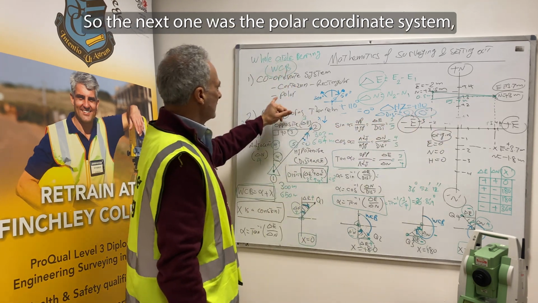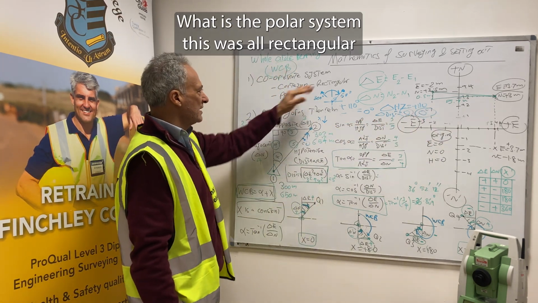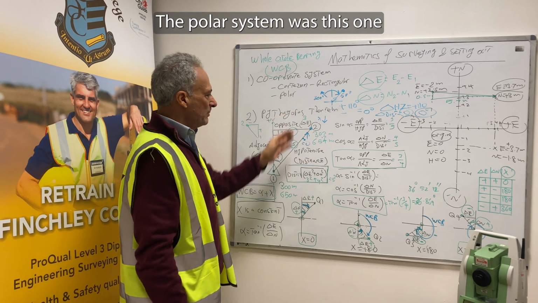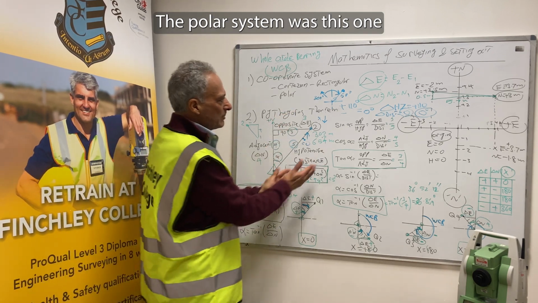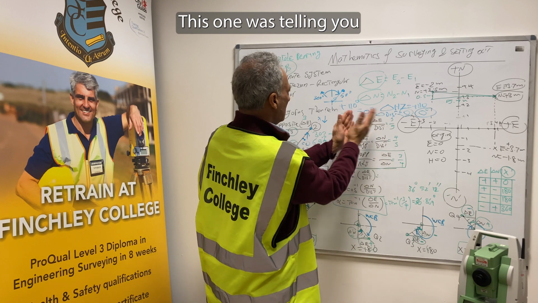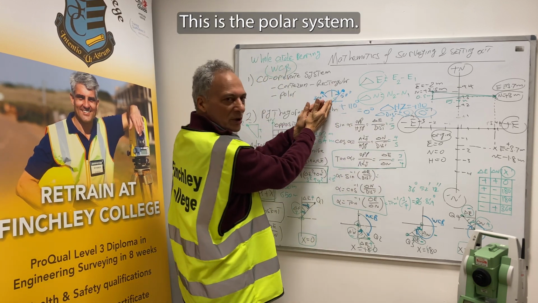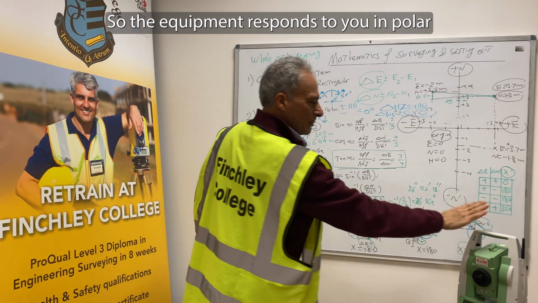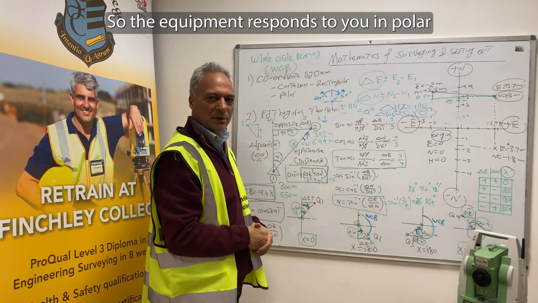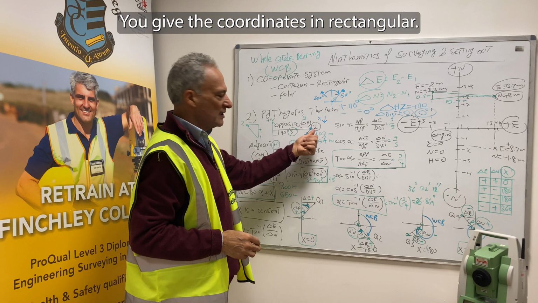Now the next one was the polar. What is the polar system? This was all rectangular. The polar system was this one. It was telling you, turn me that amount and measure that distance. This is the polar system. So the equipment responds to you in polar. You give the coordinates in rectangular.